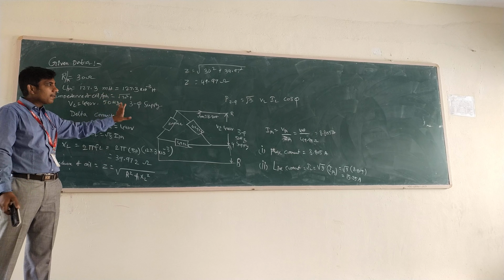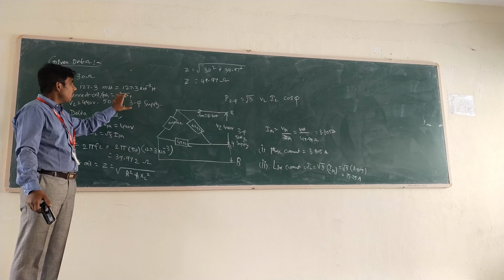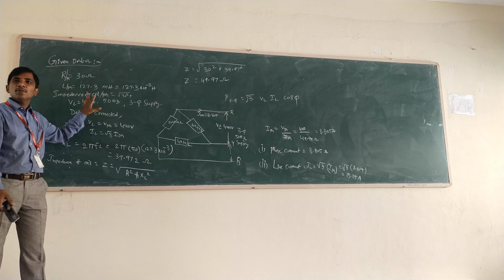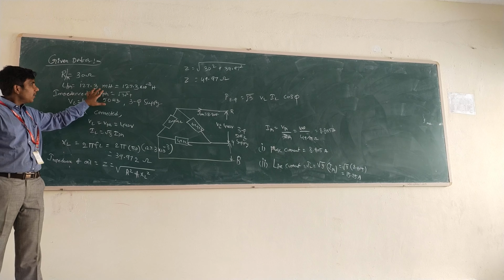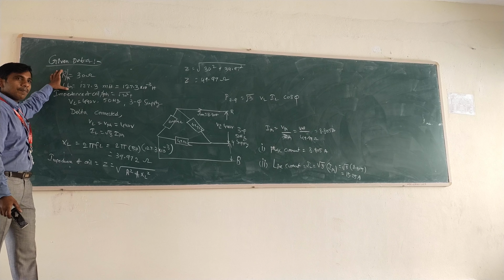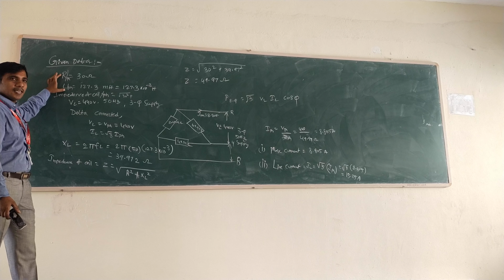The previous question papers you can also search on the internet or download from JNTUA. The inductance is given as 127.3 millihenries. This is the resistance per phase and the inductance per phase they gave.